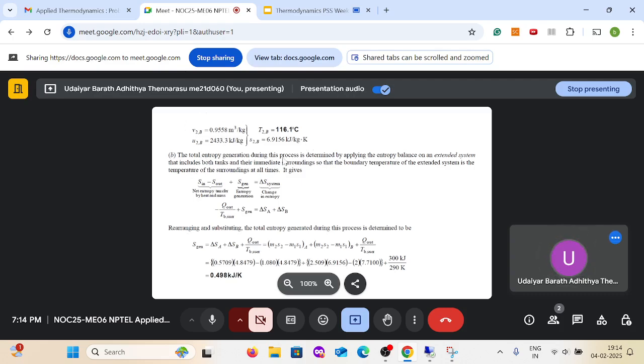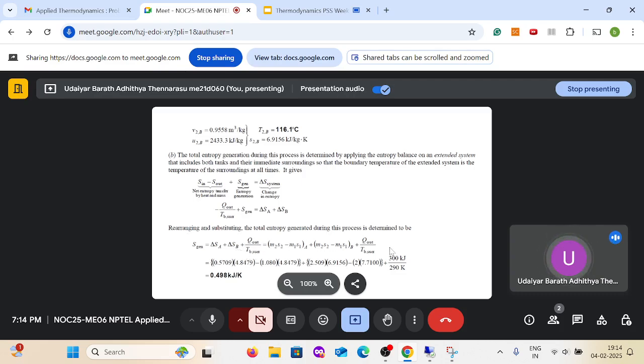Since the process is irreversible, we need to do an entropy generation calculation. So total entropy generation during this process is determined. We do an entropy balance for both tanks and the immediate surroundings. So S in minus S out plus entropy generated is the entropy change in the system. So minus Q out by T surrounding plus S generated equals delta SA plus delta SB. So S gen is delta SA plus delta SB plus Q out by T surrounding.